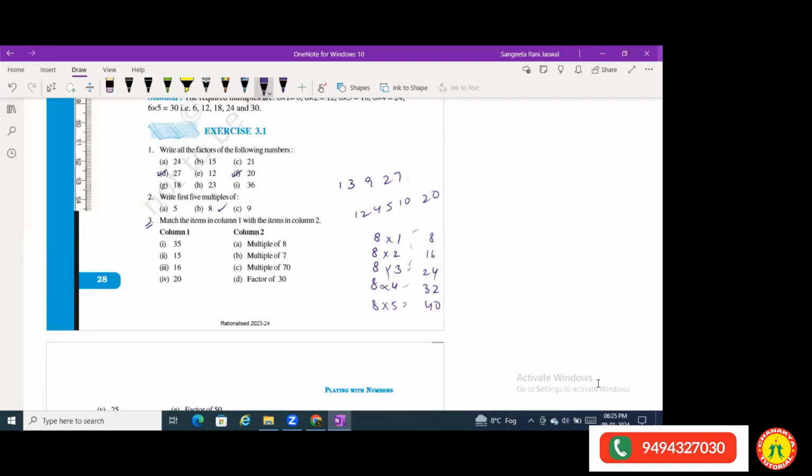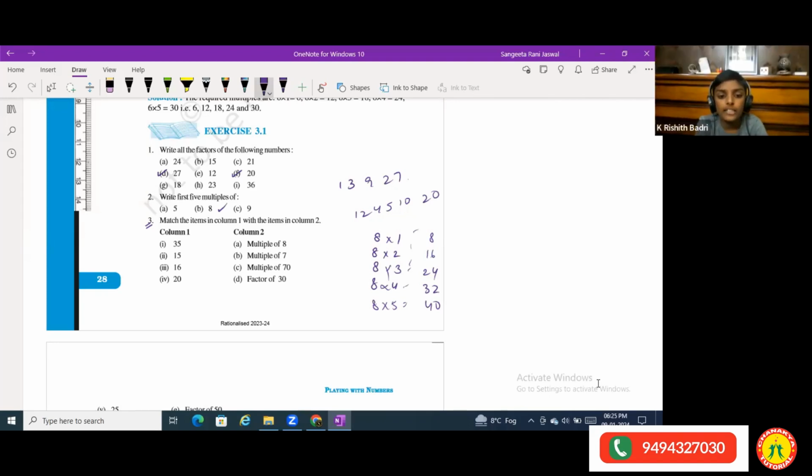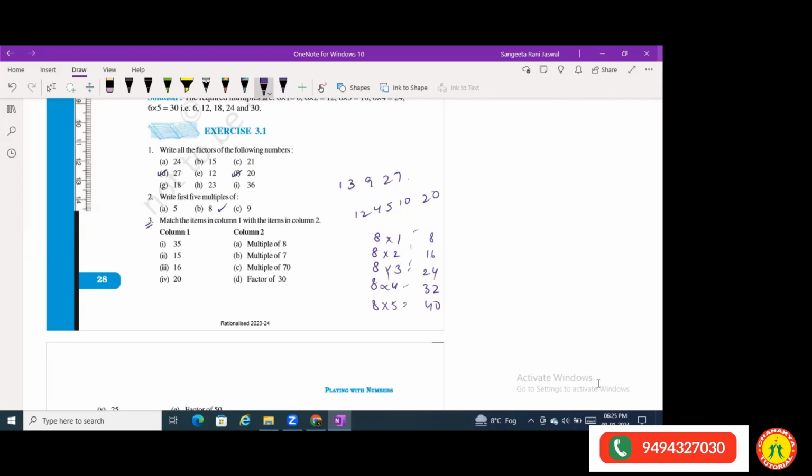Okay, now next is match. Now 35, where will you match this? Ma'am, multiple of 7. Yes, this is multiple of 7. Ma'am, 15, factor of 30. Factor of 30. Very good.